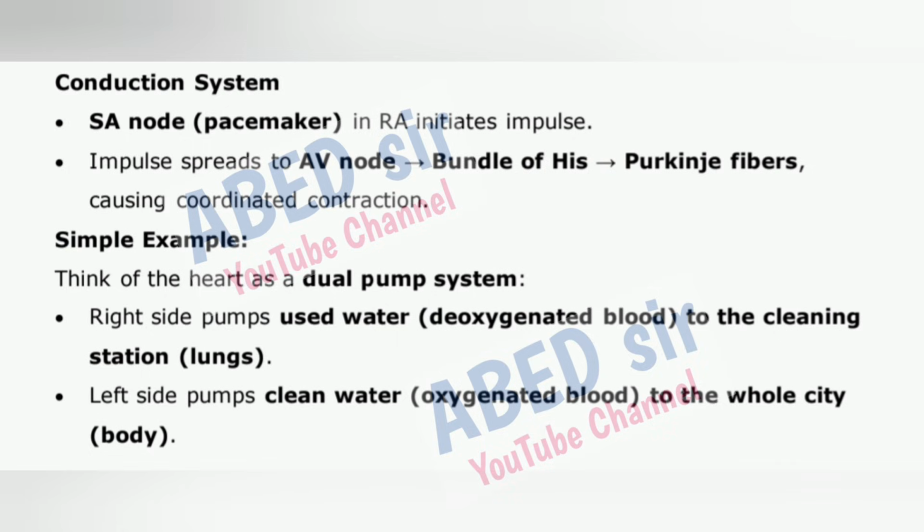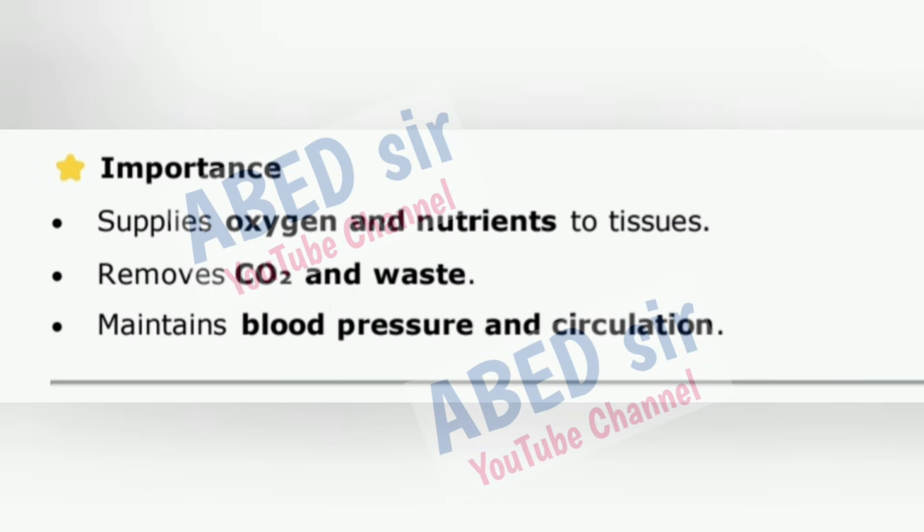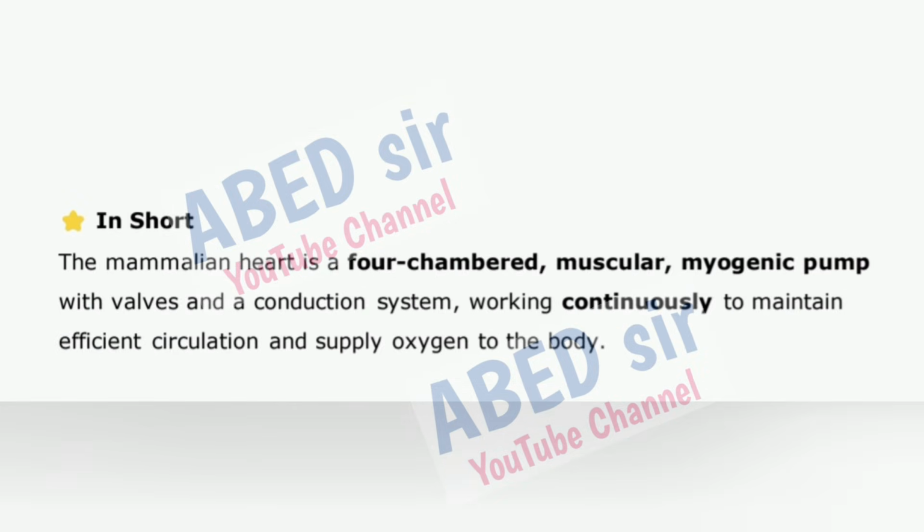Simple example. Think of the heart as a dual pump system. Right side pumps used water, deoxygenated blood, to the cleaning station, lungs. Left side pumps clean water, oxygenated blood, to the whole city, body. Importance. Supplies oxygen and nutrients to tissues. Removes CO2 and waste. Maintains blood pressure and circulation. In short, the mammalian heart is a 4-chambered, muscular, myogenic pump with valves and a conduction system, working continuously to maintain efficient circulation and supply oxygen to the body.